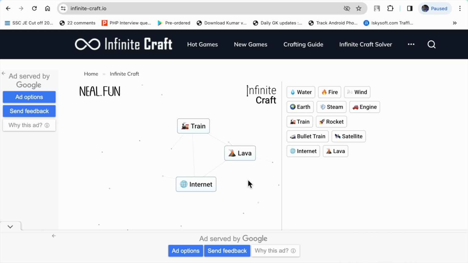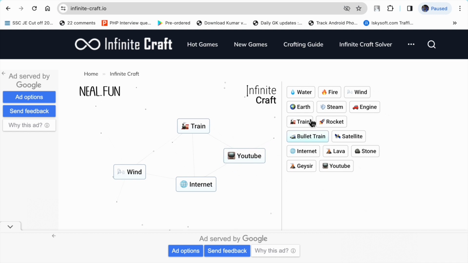Now this makes lava. Now lava plus water. Okay. Now this makes stone. Now stone plus steam. This makes geyser. Now internet plus geyser. This makes YouTube.